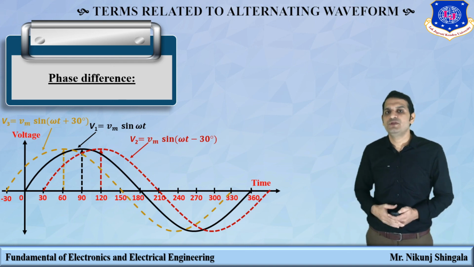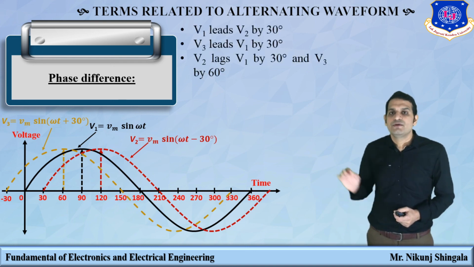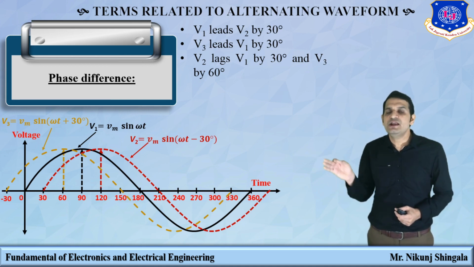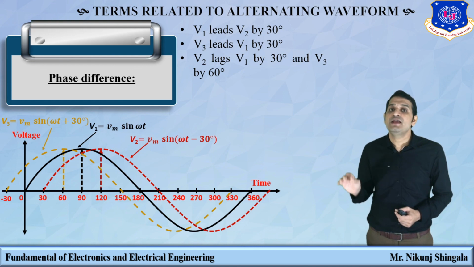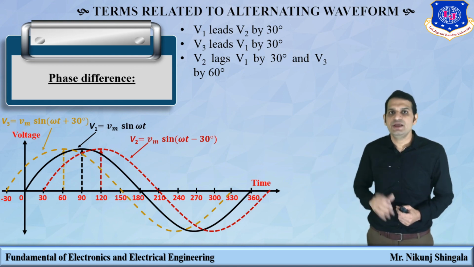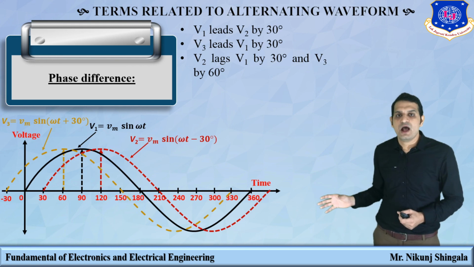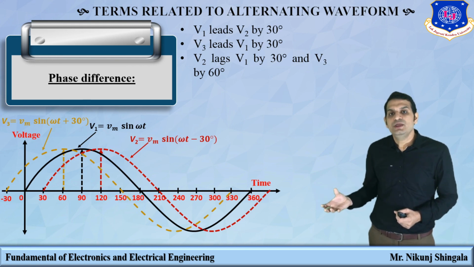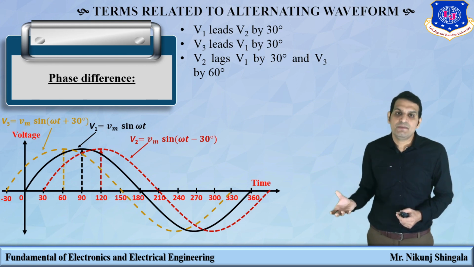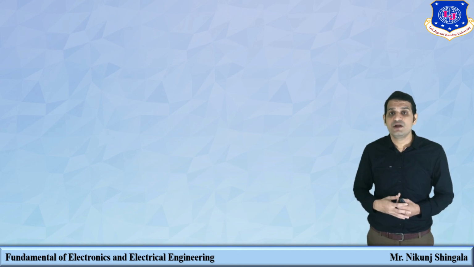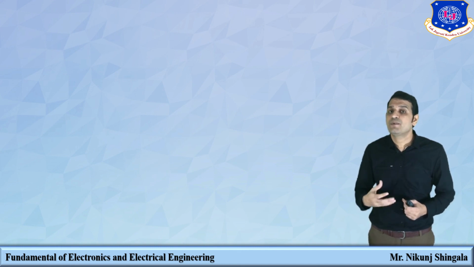Now what are the conclusions from these three waveforms? First, V1 leads V2 by 30 degrees. Second, V3 leads V1 by 30 degrees, or we can say V1 lags V3 by 30 degrees. V2 lags V1 by 30 degrees and it lags V3 by 60 degrees. So this is how you can draw the waveform from the mathematical expression given of an alternating quantity. In this lecture I have discussed a few definitions related to the alternating quantity, which will be used in the upcoming video lectures.